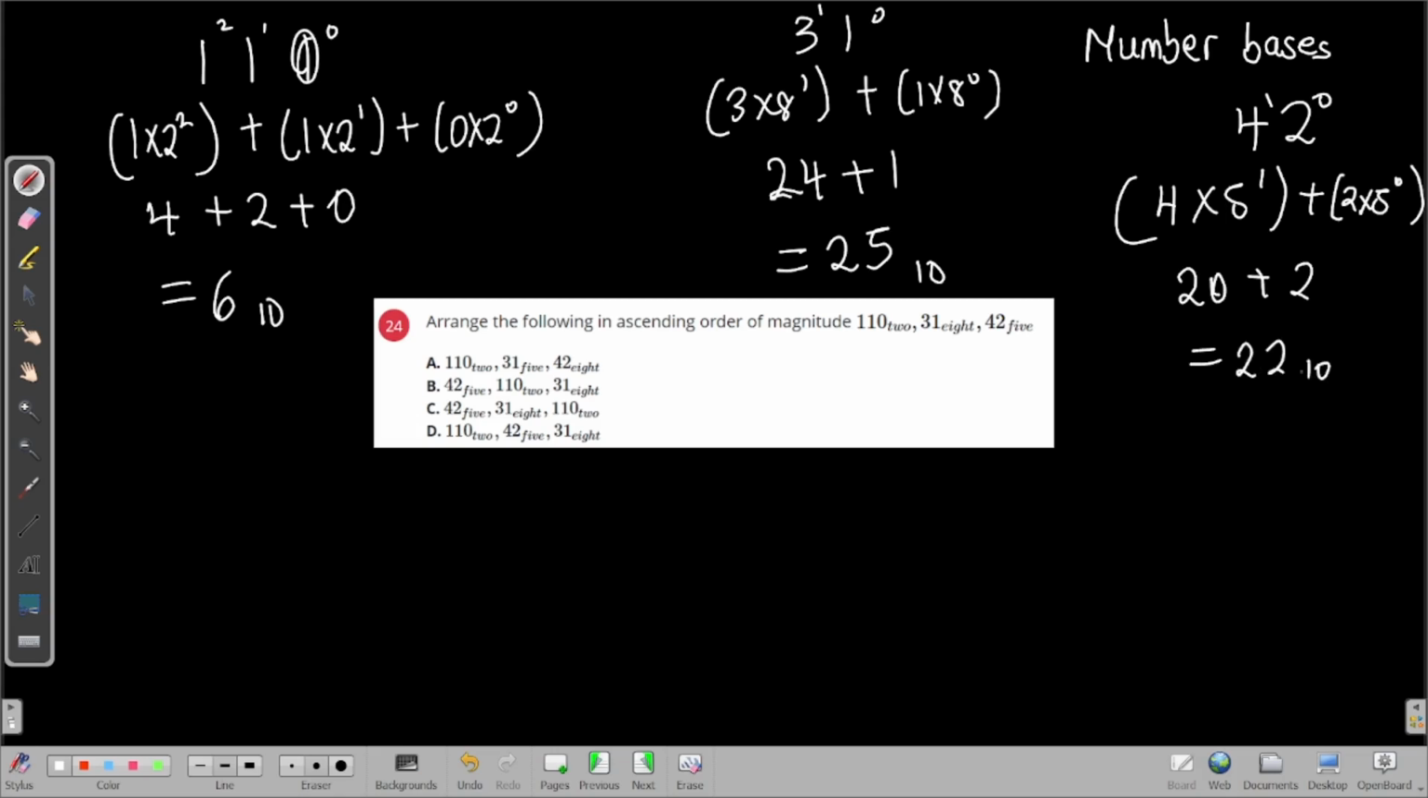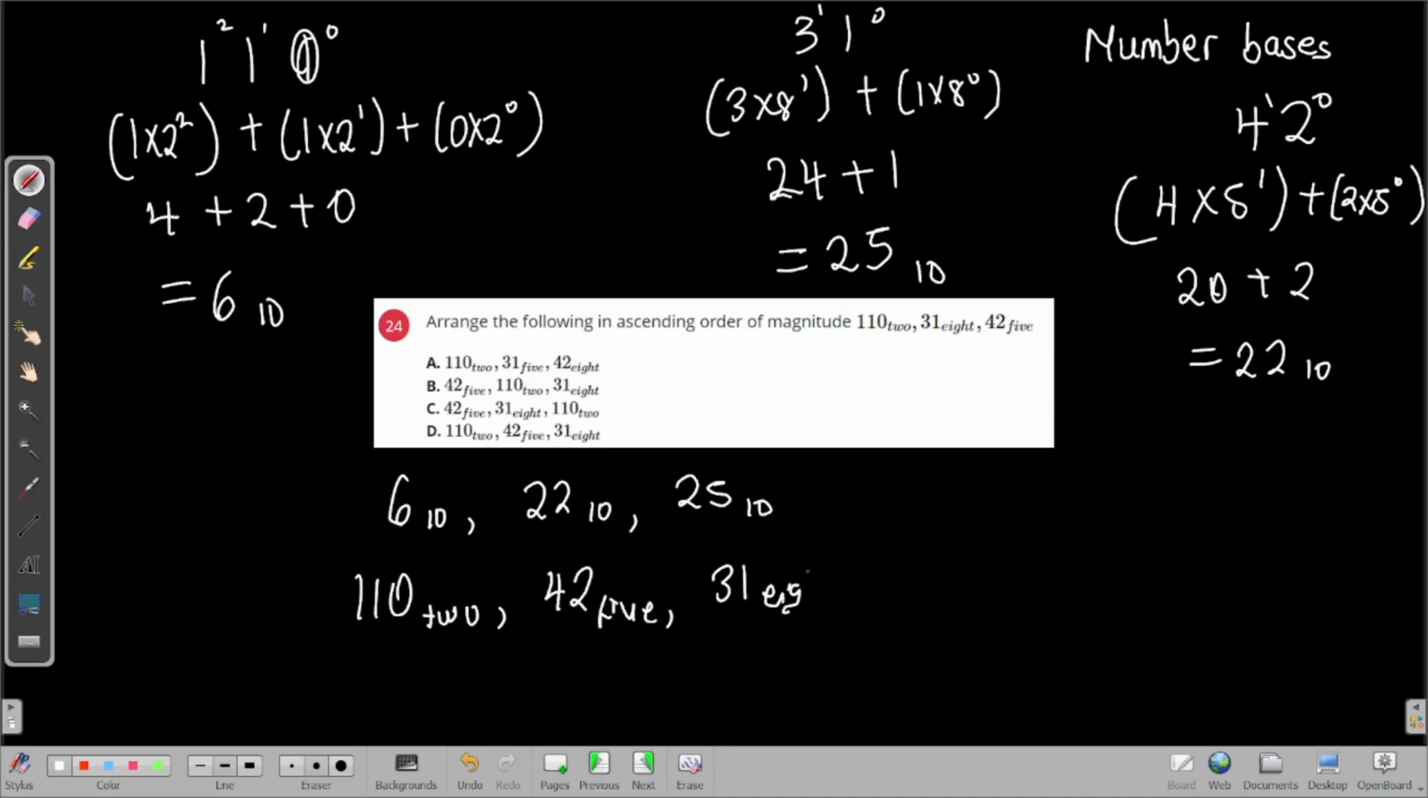So they said in ascending order, that's from the smallest to the largest. So the smallest is 6, followed by 22, followed by 25. So 6 is what? 110 in base 2. 22 is what? 42 in base 5. And of course, that's option D.